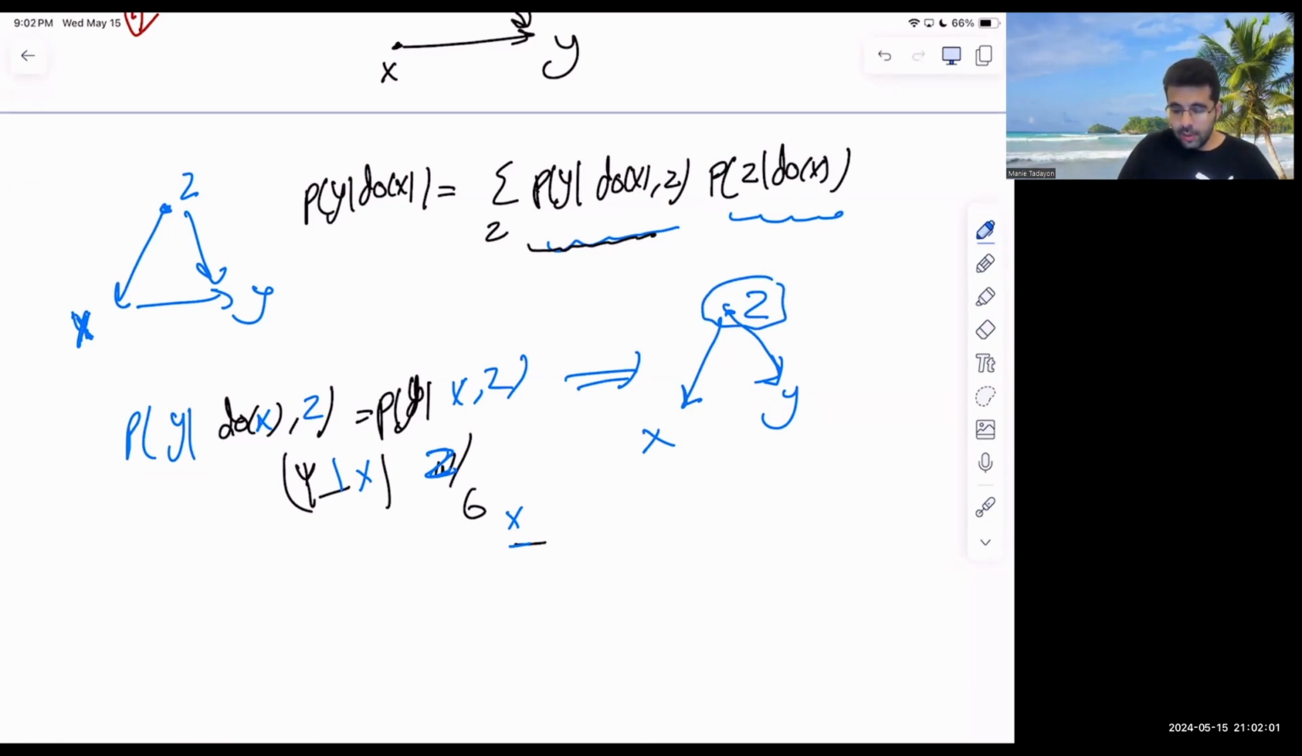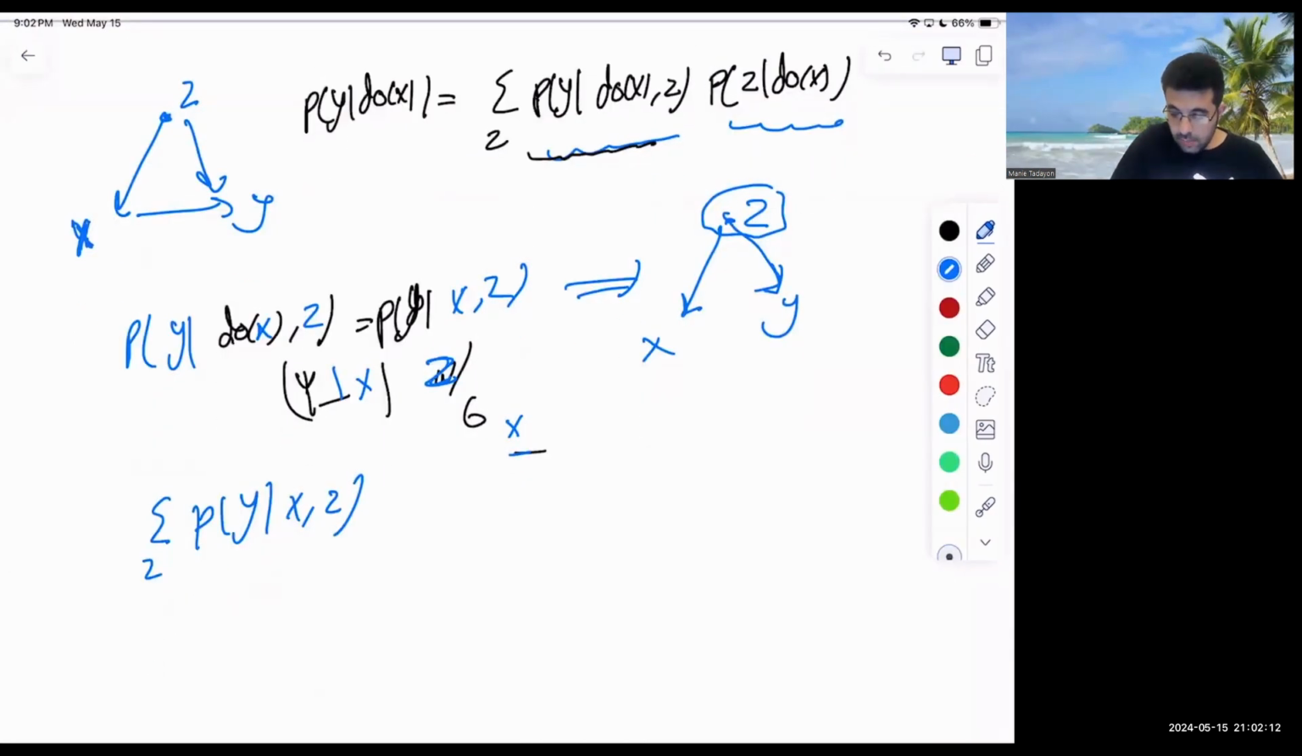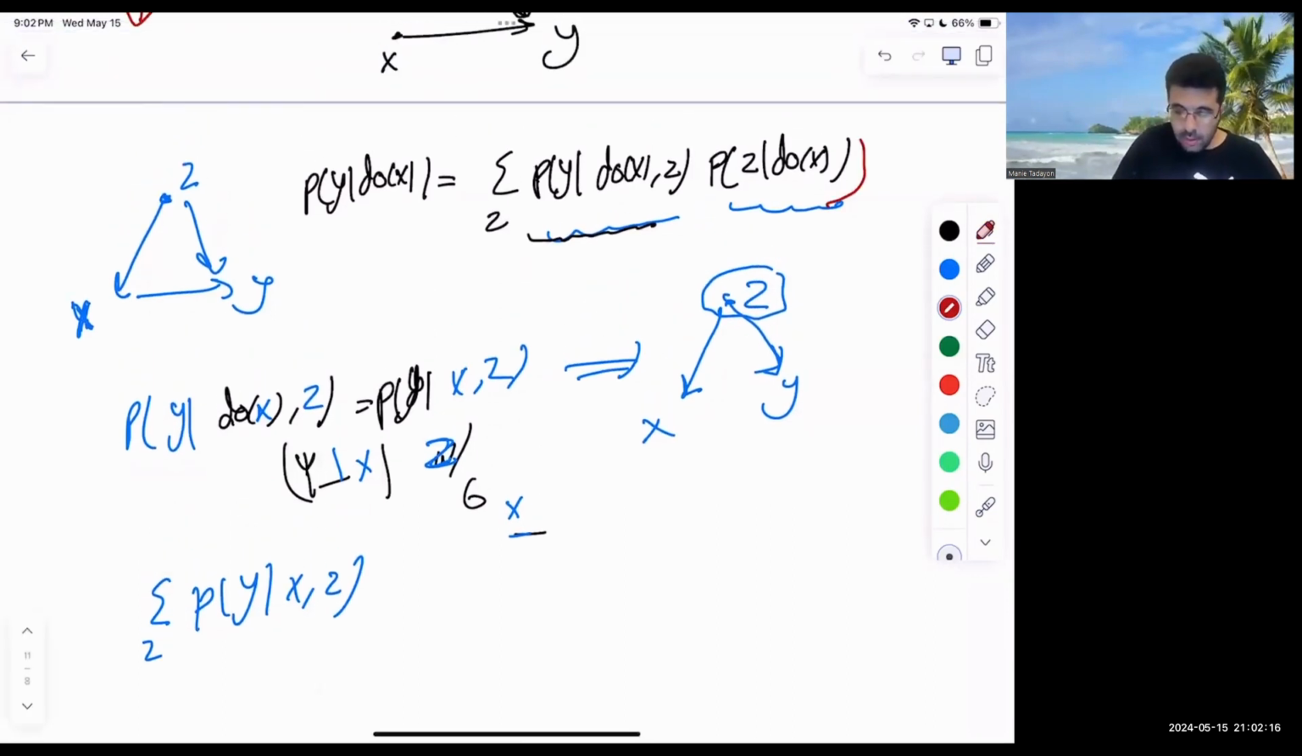So in that case, do x becomes x. That's it. This part becomes p of y given x and z. As simple as that. Now we have this. But I think my derivation in part 2 was even simpler.